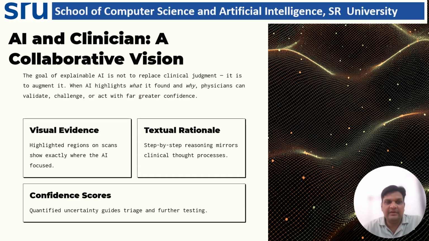Visual evidence: it highlights regions on scans and shows exactly where the AI focuses. Textual rationale: step-by-step reasoning mirrors the clinical thought process. Confidence scores: quantified uncertainty guides tracking and further testing.